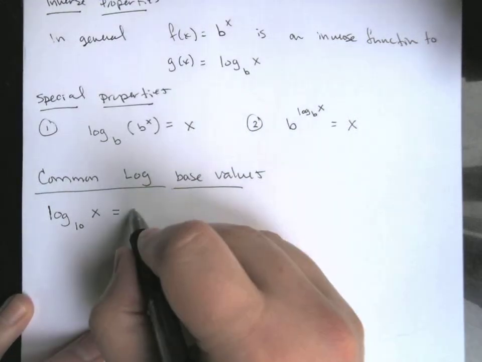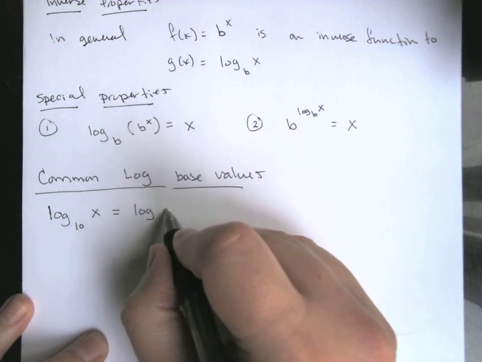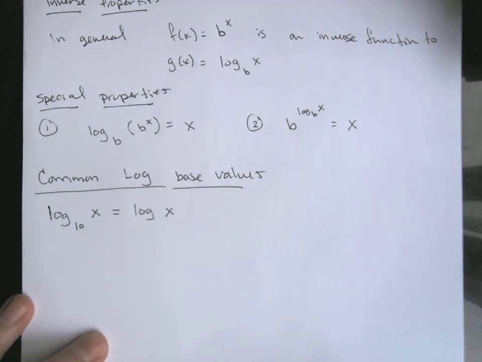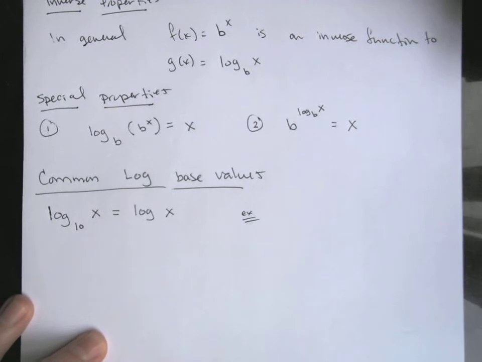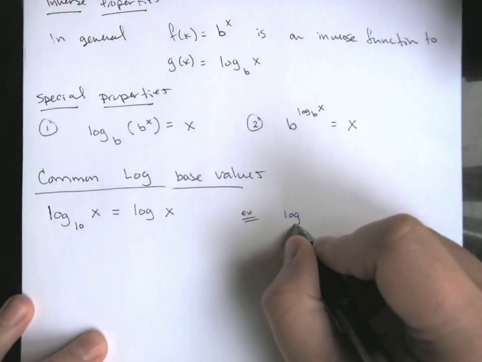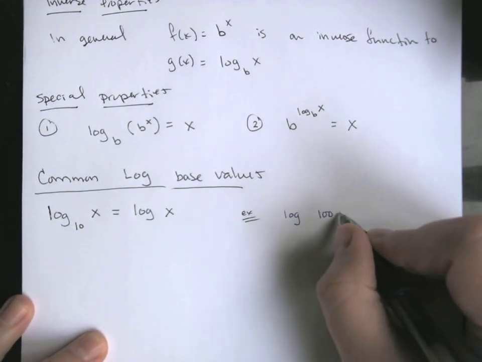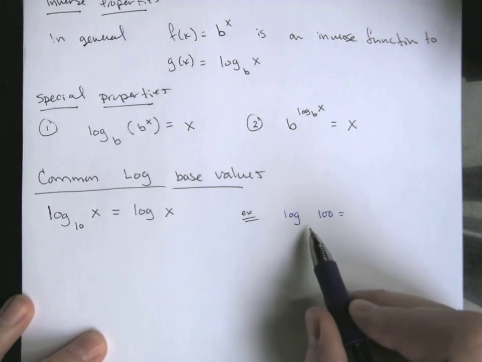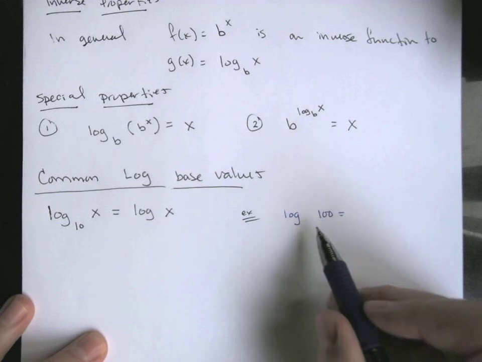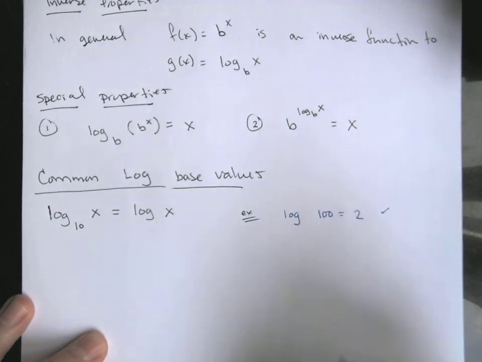This is a common base, so what we're going to do is literally just write log. If we just write log and we don't write a base number, the assumption is not that it's a choose your own adventure type number. The assumption is that it's base 10. So for example, if I just say log of 100, how do I get from the implied 10 to 100? What's the exponent? 10 squared is 100, so the exponent is 2.